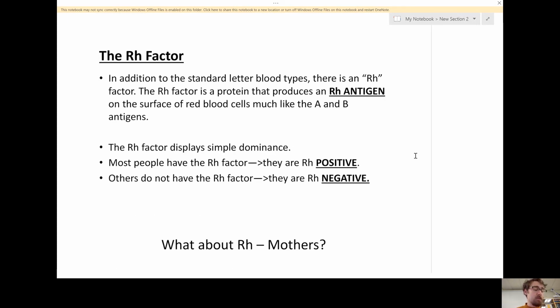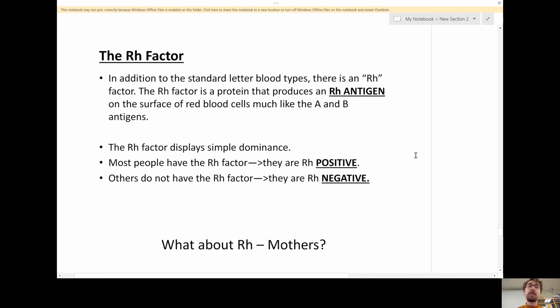All right, and we've got another factor to worry about with blood. It's called the Rh factor. So it's kind of added onto blood types. So there's another antigen on the surface of blood cells. I believe this one follows simple dominance rules. So if people have this Rh antigen on them, they're Rh positive. If they don't, they're Rh negative.